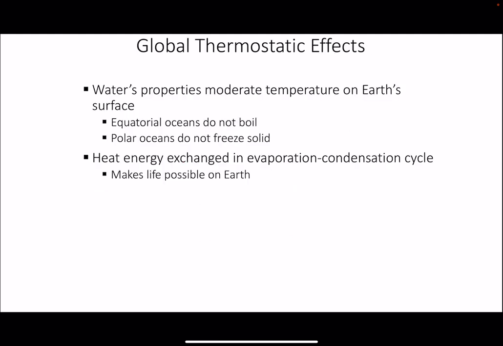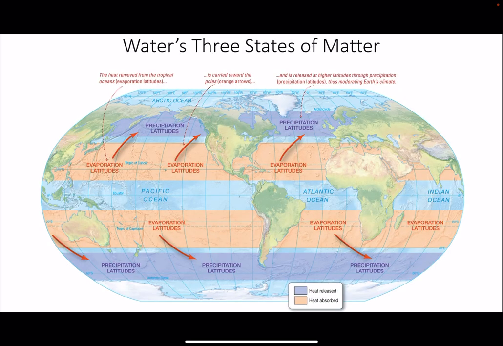So all of these special properties of water play a big role in climate. And so it helps moderate the temperature on Earth's surface so that we don't have oceans near the equator, where they get lots of sunshine, rolling and boiling, right? The ocean can take that heat and it doesn't necessarily raise the temperature immediately. And likewise in the polar oceans where it's really cold, thankfully they don't freeze solid. And so this energy is exchanged across the Earth through evaporation and condensation cycles. And it keeps Earth a nice habitable planet for humans and other things.